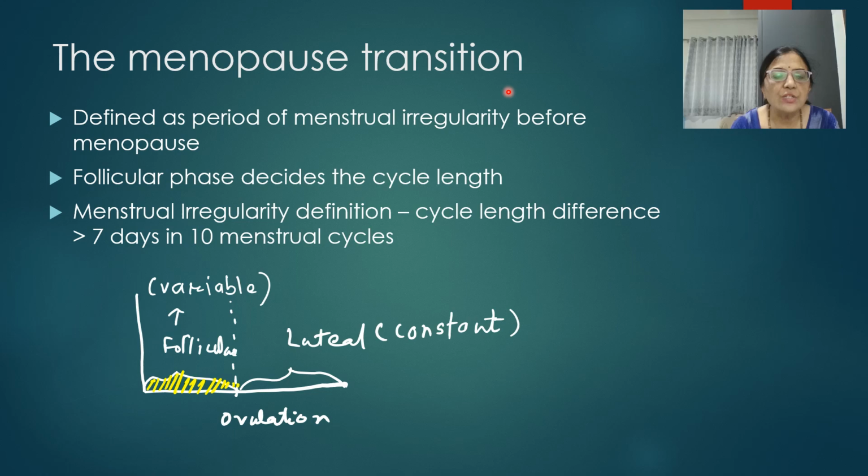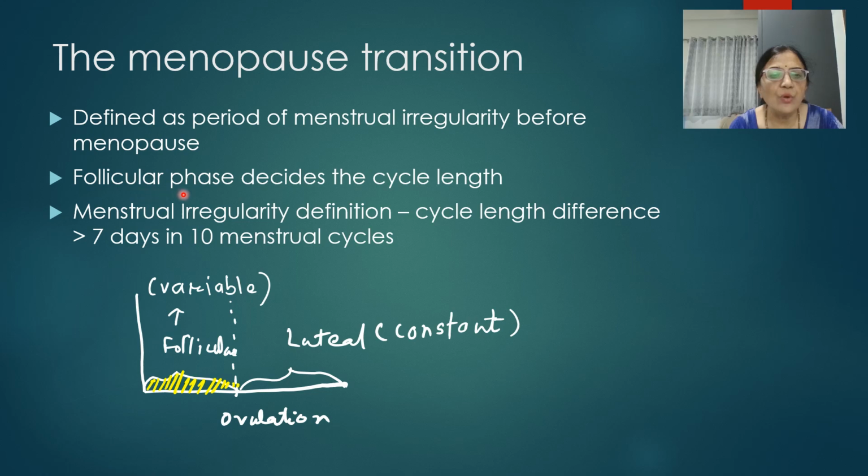Now, this menopause transition, how do you define it? It is a period when there is menstrual irregularity before menopause. So, menopause transition is the link between the reproductive phase and the postmenopausal phase in the ovarian aging or reproductive aging staging system. And the most sensitive indicator of this period is menstrual irregularity, whereas other findings such as biochemical or antral follicular count are supportive. The most important hallmark of menopausal transition is the presence of menstrual irregularity.